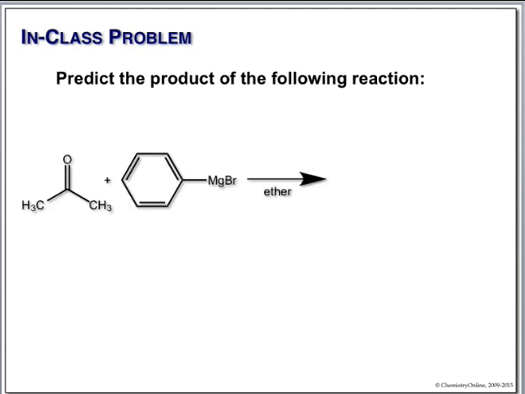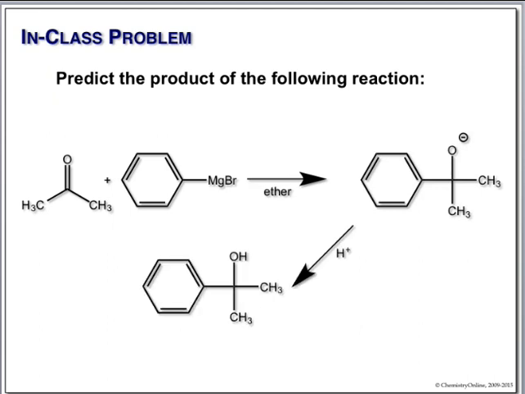Phenyl magnesium bromide, the phenyl anion is your nucleophile. We are simply going to add the benzene ring itself to our carbonyl carbon. Because it's a ketone, we expect to get a tertiary alcohol. There's our oxyanion, and there is our tertiary alcohol.